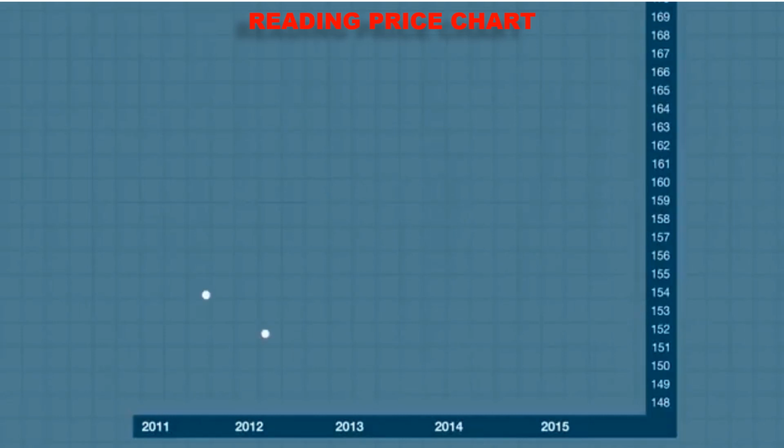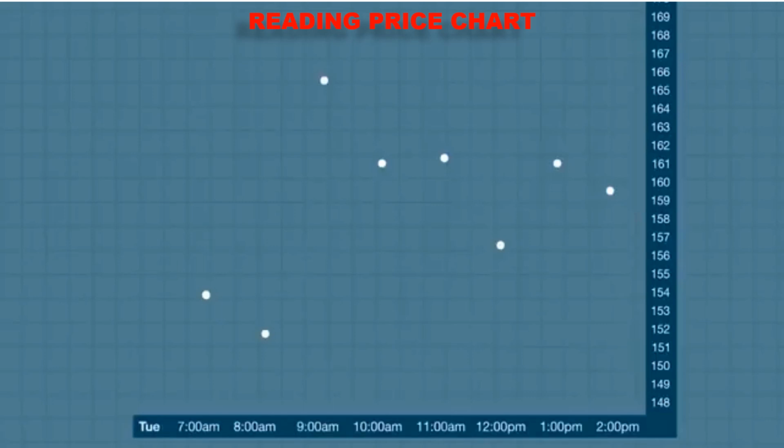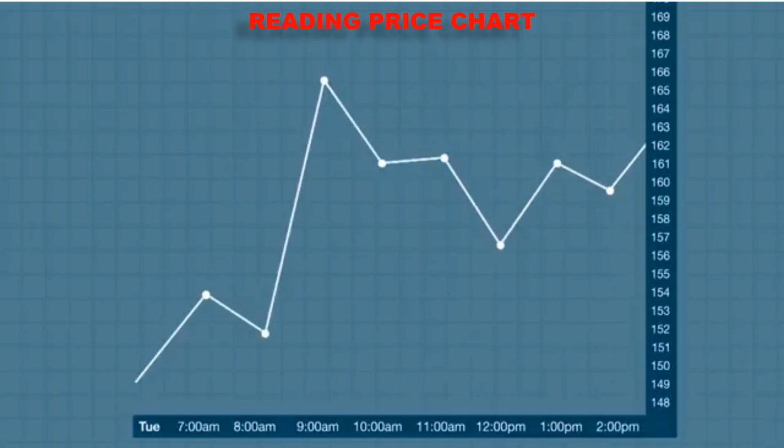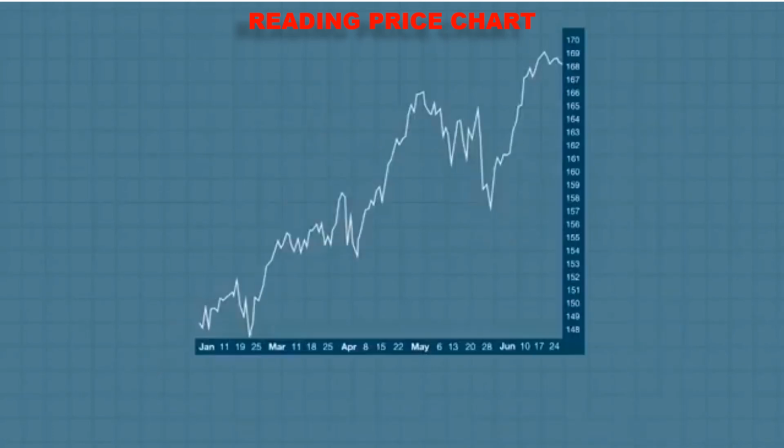Points are added to the chart to display the investment's price at the end of a trading period. On a daily chart, this would be the closing price at the end of a trading day. On an hourly chart, this would be the price at the end of the hour, and so on. The points are then connected with a line, which provides an easy way to visualize price changes.